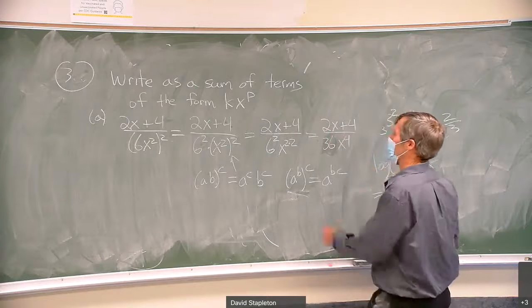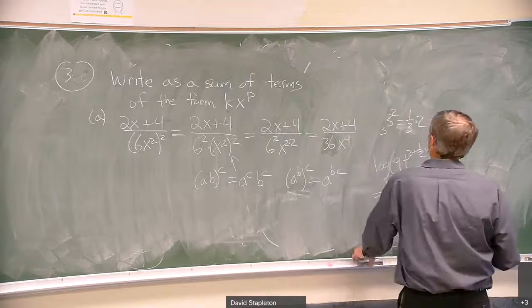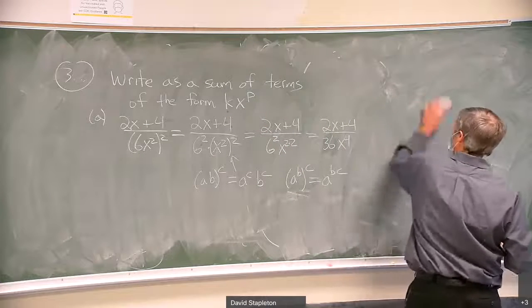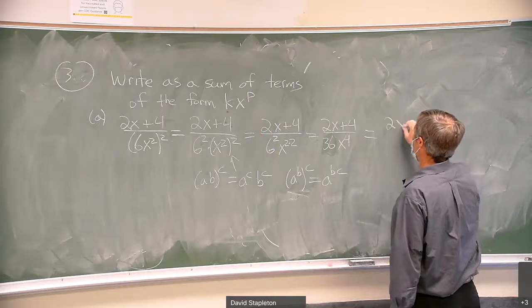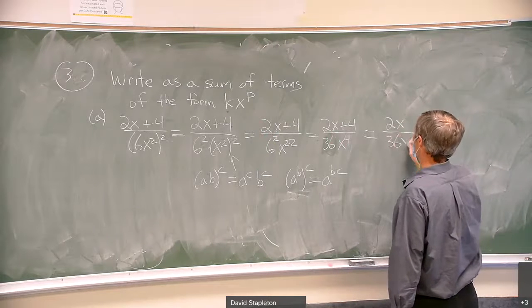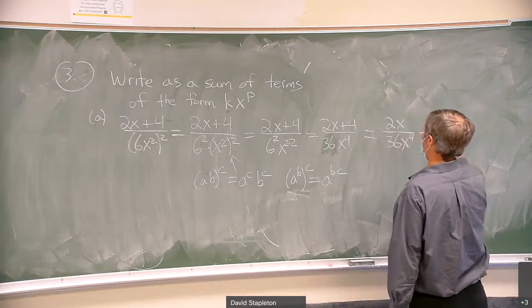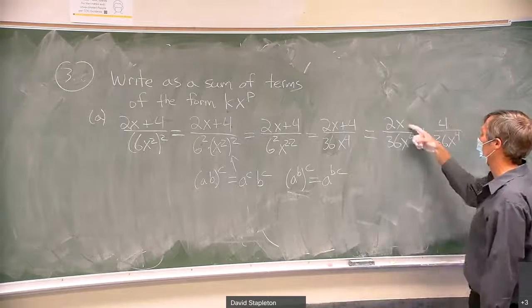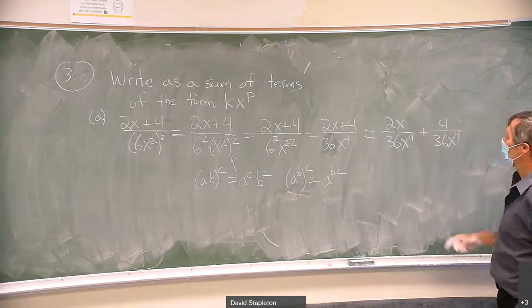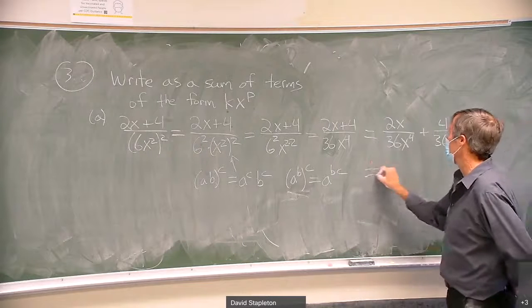And now I want to write it as a sum of terms like this. So I'm going to multiply it out, or break it up into two pieces. I'm going to write this as 2x over 36x to the fourth plus 4 over 36x to the fourth. This way I'll just have a power of x multiplying each term. These are terms, things that are added.